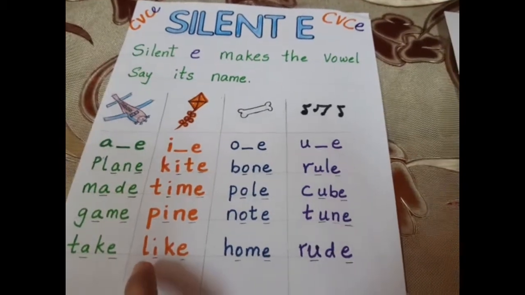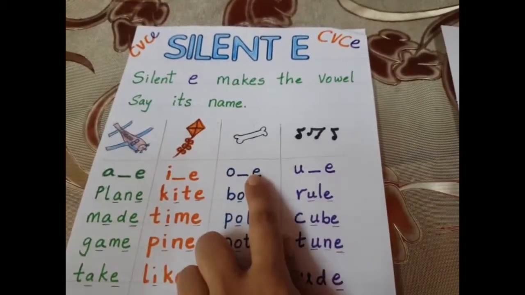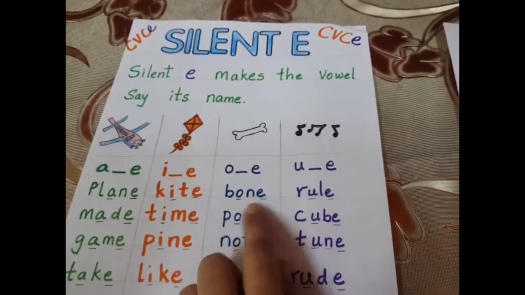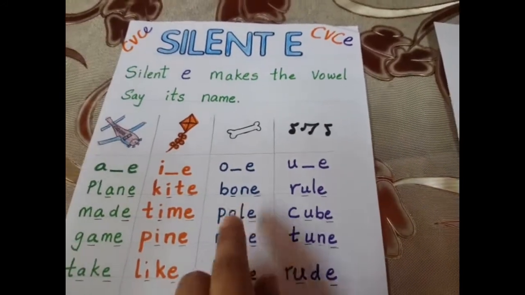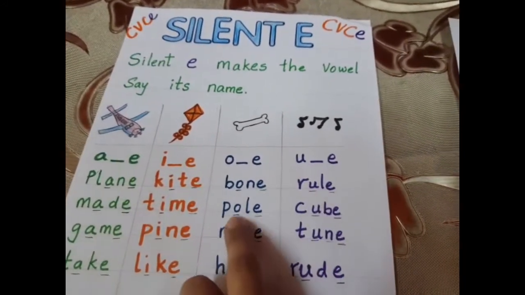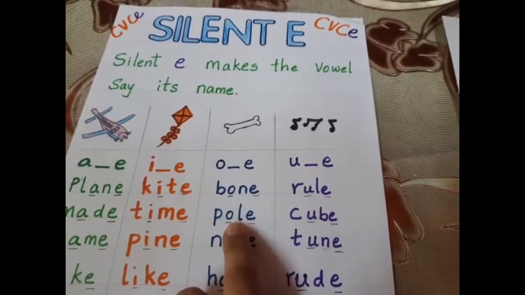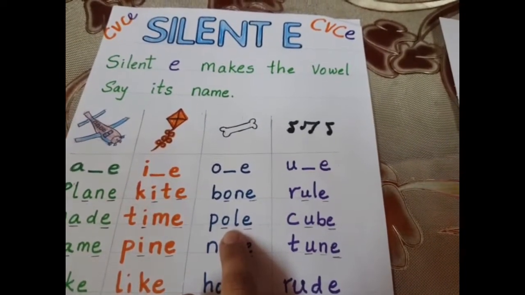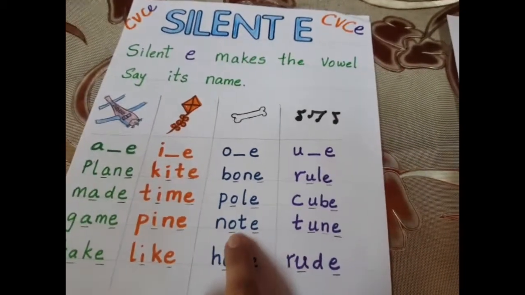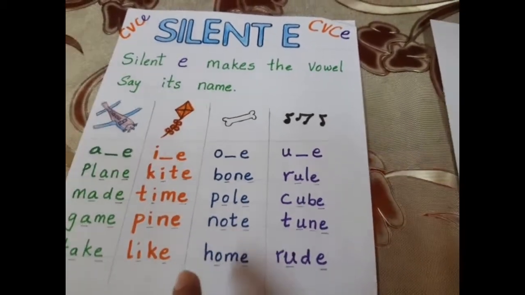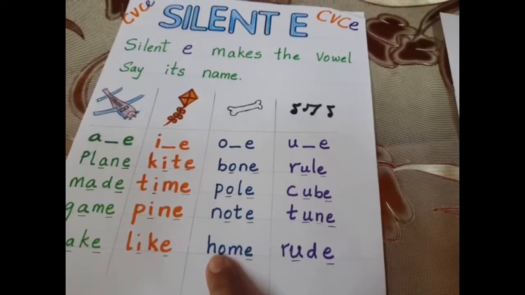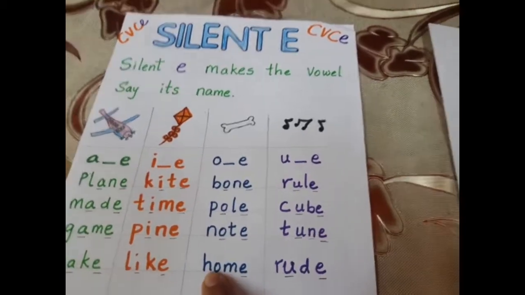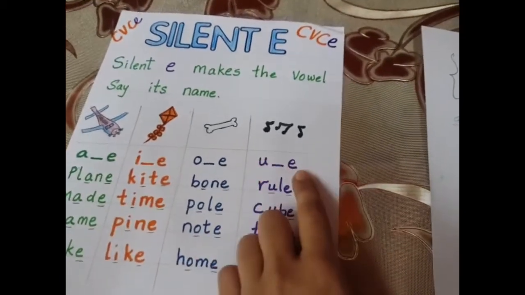L-I-K-E? Like. Very good. Now you have O-E words. Now B-O-N-E? Bone. Very good. So this is a bone. P-O-L-E? It ends with L sound. So P-O-L-E? Pole. Very good. N-O-T-E? Note. Very good. H-O-M-E? Home. Very good. Now you have U-E words.